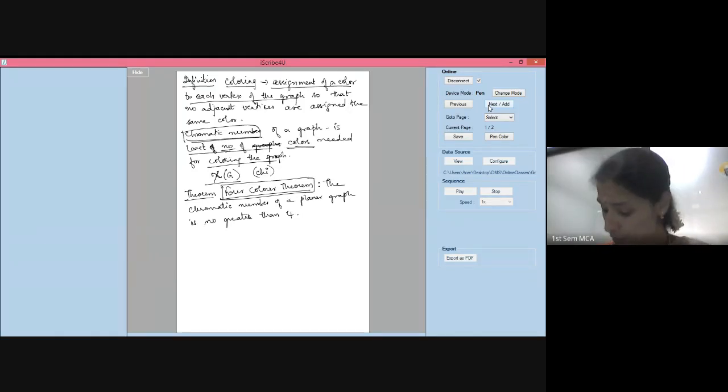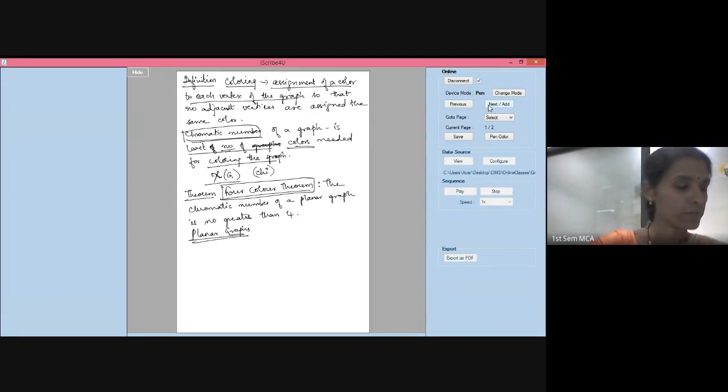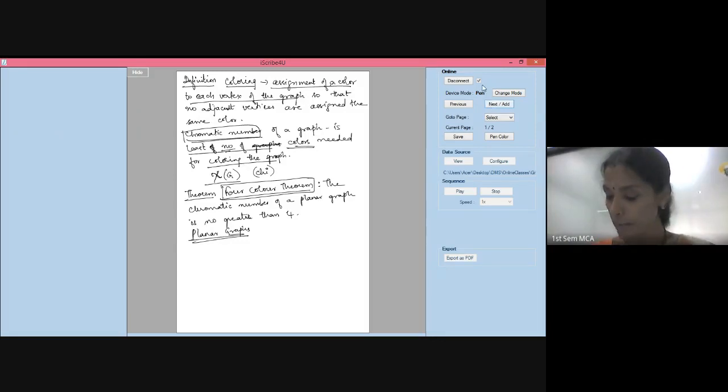And this four-color theorem applies only to planar graphs. Keep in mind, it applies only to planar graphs. If you have a non-planar graph, then you may need more than 4 colors to color that particular graph, right? Okay, now let us take up some examples of how we find the chromatic number of a graph.